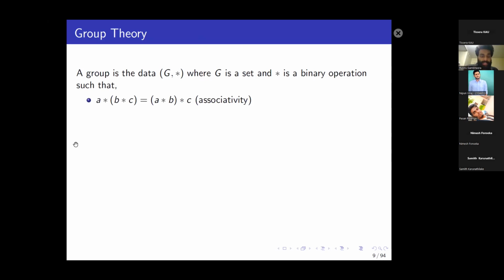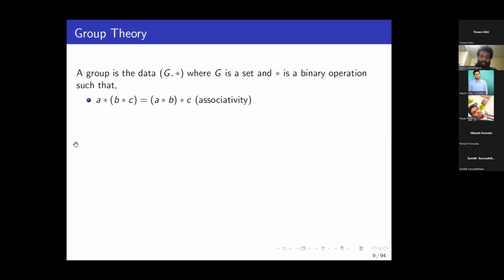For any three elements A, B, C in the set G, A star (B star C) should be equal to (A star B) star C, which we call associativity, which simply means that it shouldn't matter which order we choose to apply the operation. We could apply the operation first to B and C and then do A, or we can do it to A and B and then do C.